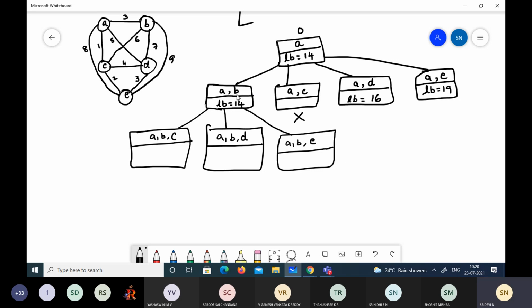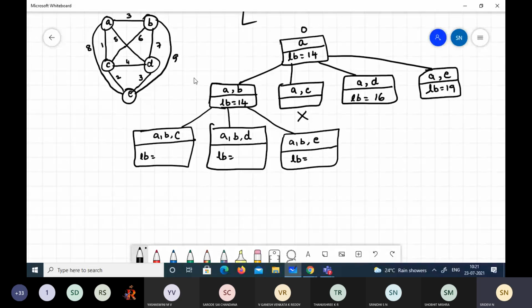Okay, AB is fixed now. Smallest, it's according to the lower bound. This is the smallest city now. ABC we have reached. Now we will just check from B which city we can go to next, whether B to D or E. We'll calculate the lower bound for it. Okay, lower bound for ABC, ABD and ABE.